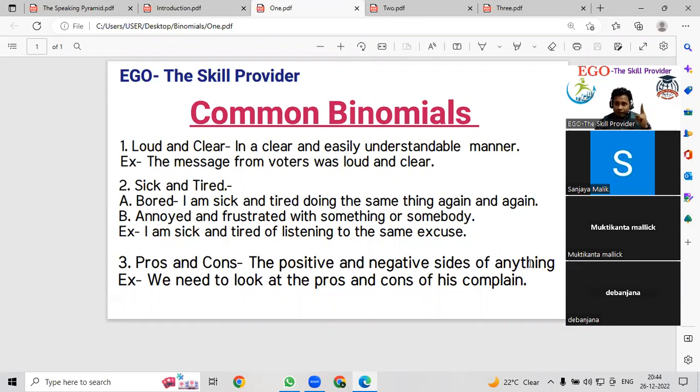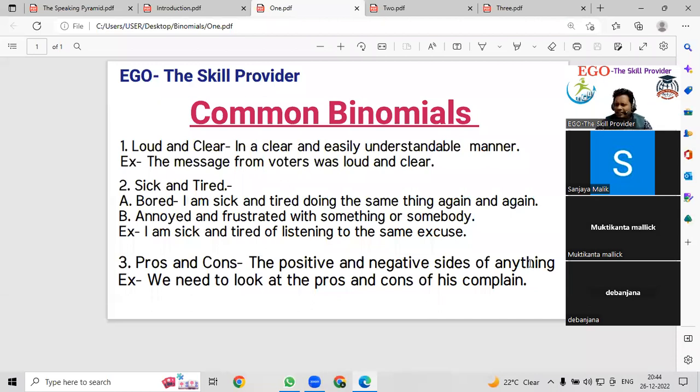So you can use it in two different situations. One is whenever it's boring or you are bored, and the second situation is whenever you are annoyed with somebody, when you're getting angry. Sometimes it happens to you. Oh my God, I'm really sick and tired of doing the same thing again and again. So, sick and tired, very important.